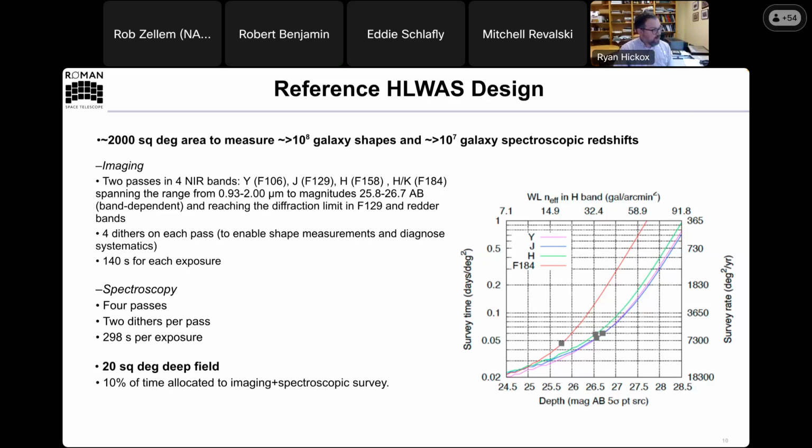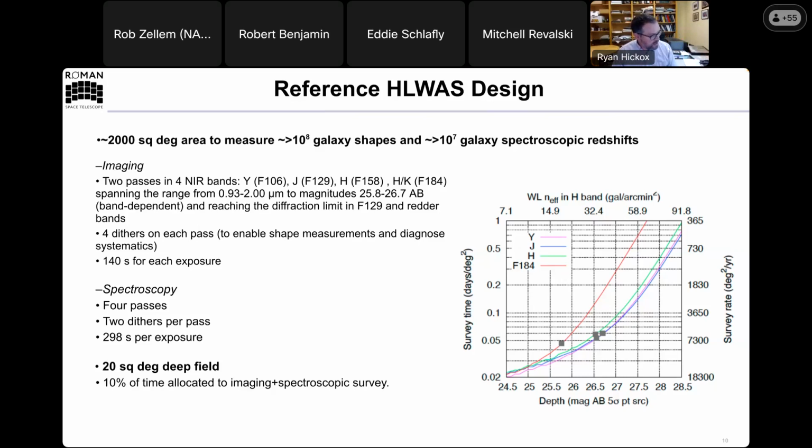There'd also be 4 dithers on each pass, again to improve the sampling and so that we can understand the PSF really well, which is critical for the shape measurements. The overall exposures were around 140 seconds, which basically maximizes the number of galaxies that you can detect well enough to do the shape measurements, and we'll talk a little bit more about that later.